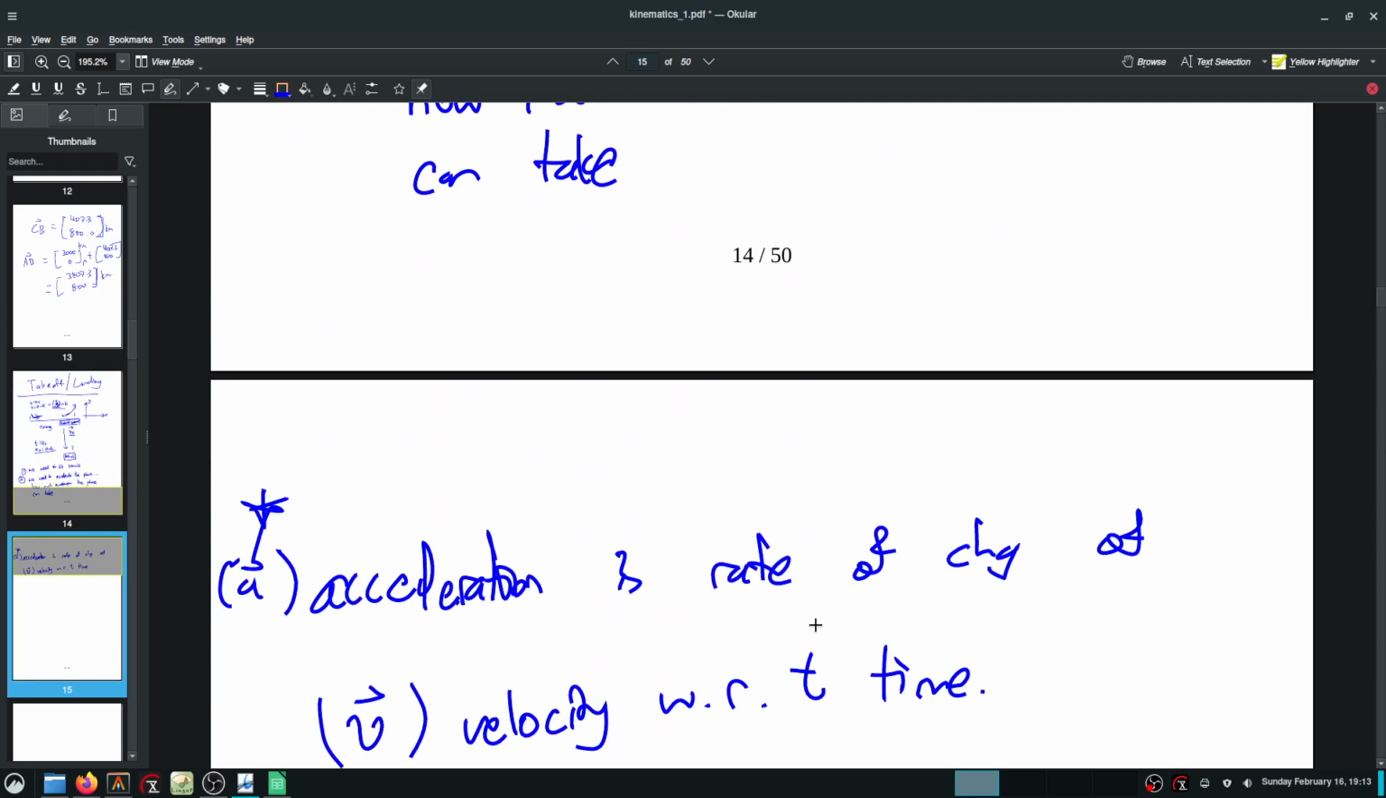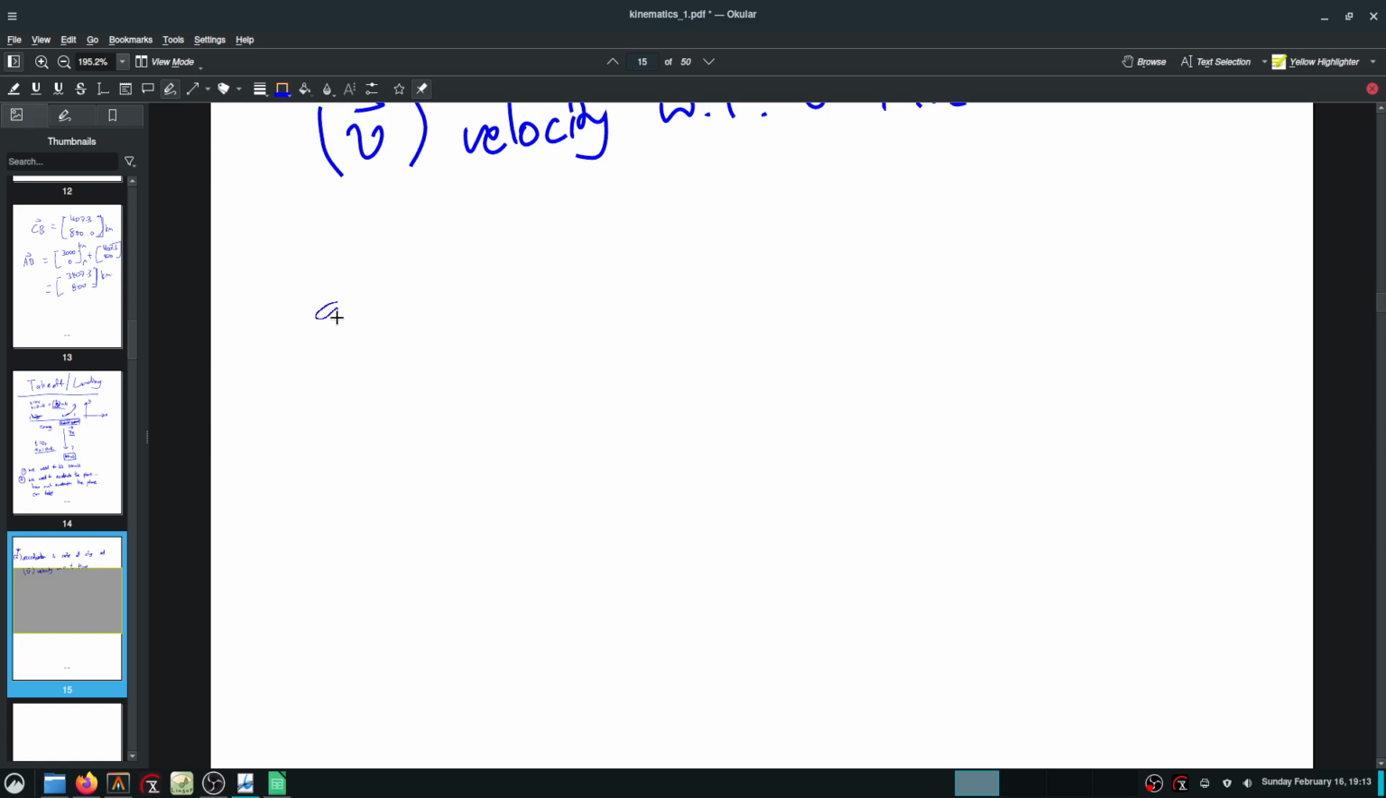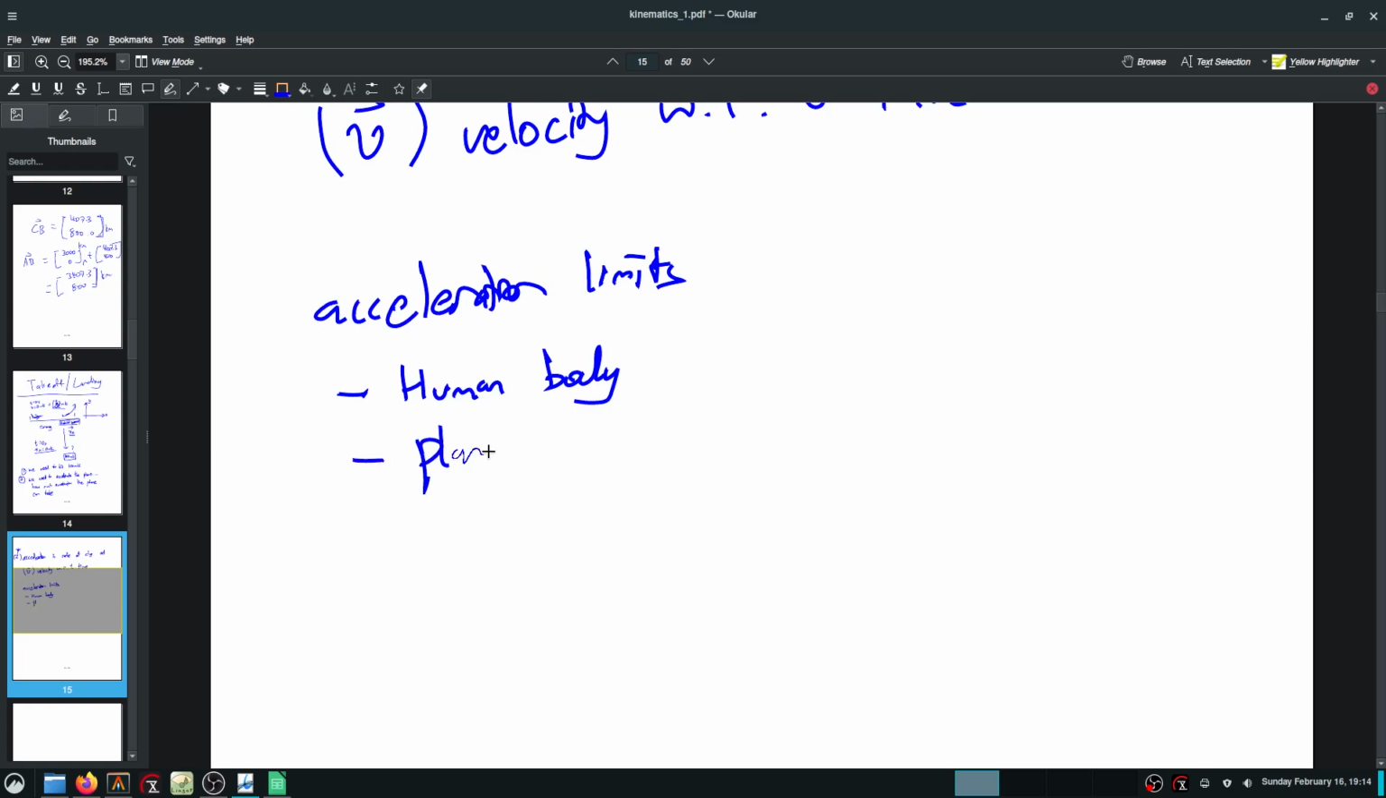How much acceleration can the plane take? Acceleration limits, because we have to speed up the plane until it takes off. One thing is the human body. Second is the plane structure. The wings can only take so much stress, and the fuselage, which is the plane body. It's called the fuselage. This can only take so much stress.